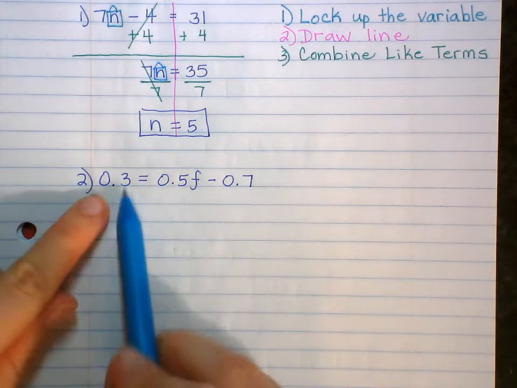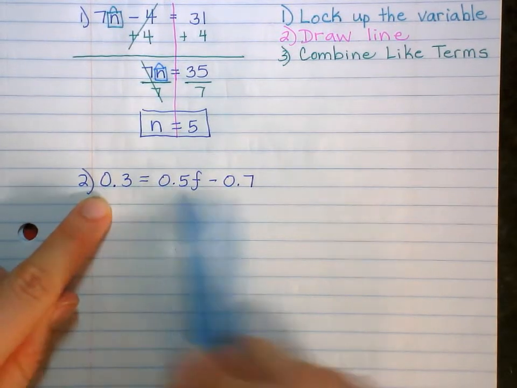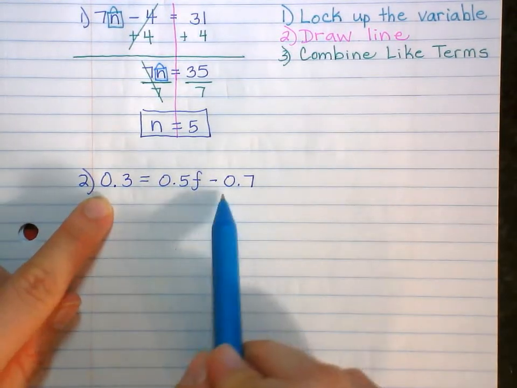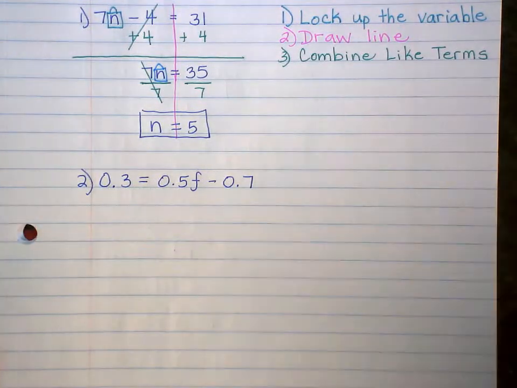And it doesn't matter that they put just the number on this side and then the longer expression on the right. It's the same thing. Step 1, lock up the variable.